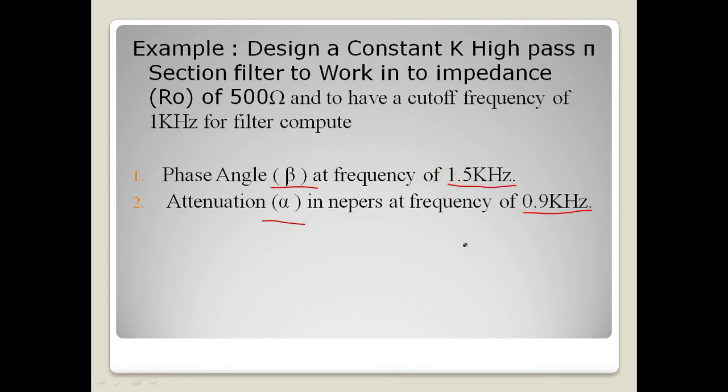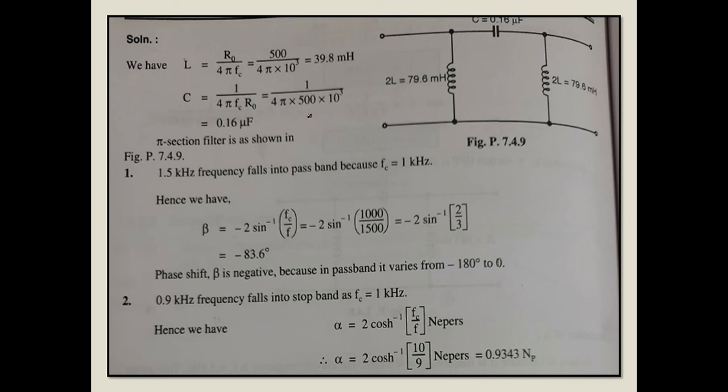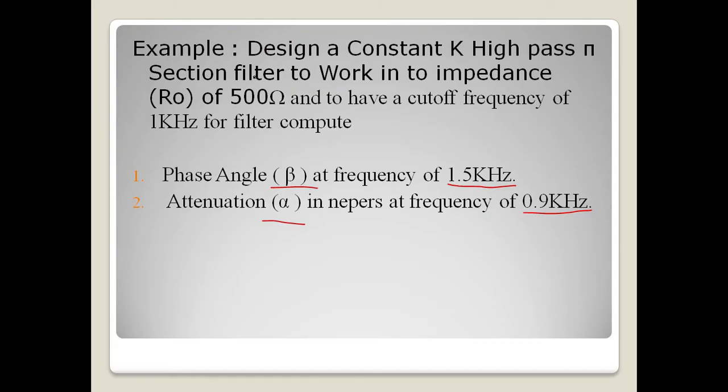As told earlier, for any example asked in the examination, please go through the problem carefully and design with whatever data is provided by the examiner. After going through the problem statement, we know the design impedance R0 is equal to 500 ohm, and the cutoff frequency is also provided: fc is equal to 1 kilohertz, and R0 is equal to 500 ohm.